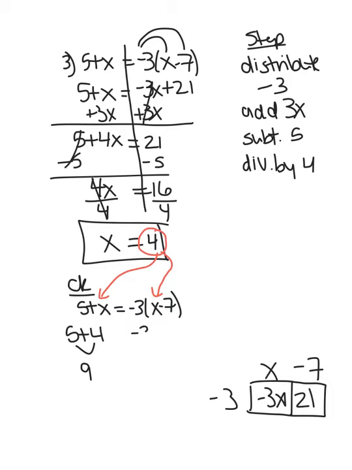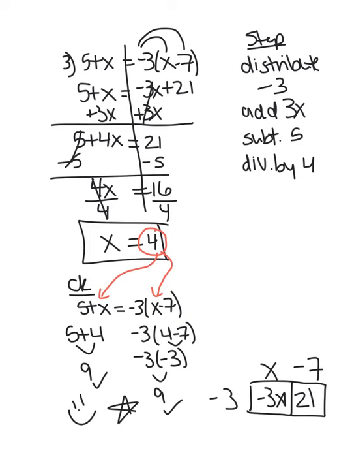On the right-hand side, I have negative 3 times 4 minus 7. Order of operations says we do parentheses first. So I have negative 3 times negative 3, because 4 minus 7 is negative 3. Negative 3 times negative 3 is a positive 9. These are the same. Yay! We got our math done correctly. 9 and 9, that's what our check yielded. So x equals 4 is the answer. And then the check tells us if the check is a true statement, that means our answer is correct.